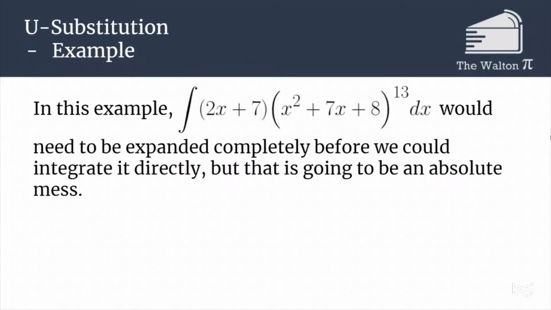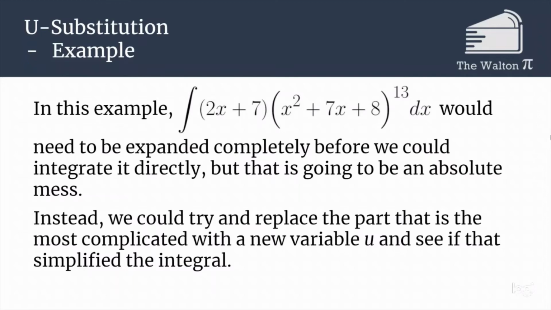So for example, we could expand this out and then we could integrate. But expanding out x squared plus 7x plus 8 to the 13th and then multiplying it by 2x plus 7, that is going to be an absolute nightmare. It's doable, but you really don't want to do it if you can avoid it. So instead, we could try to replace the part that's the most complicated with a new variable u and see if that simplified the integral at all.